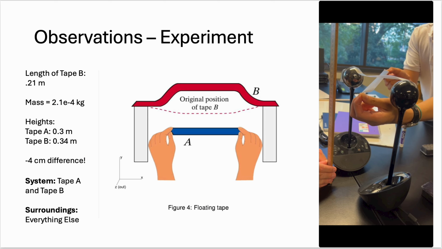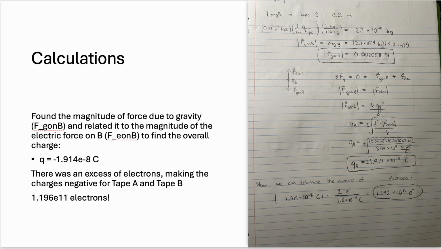And so this is how we did our experiment. We found the length of tape B, which is this top one, to be 0.21 meters, the mass of it being 2.1 times 10^-4 kilograms. And basically the starting heights were 0.3 meters for tape A and 0.34 meters for tape B, which was a 4 centimeter difference. So our system is tape A and tape B, while the surroundings is everything else.